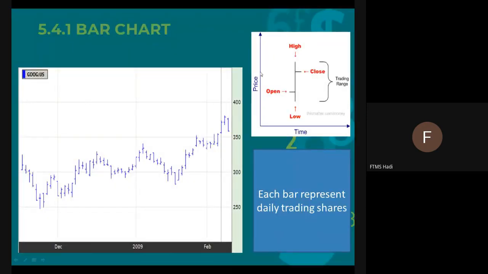Okay, so what does the bar say? Each bar represents daily trading shares. So you see, there is a bar here: day low, day high. This one is the opening price, this one the closing price, this one the price at 9 a.m., this one the price at 5 p.m. So this one is more on change, plus minus, if you learned it in chapter 2.